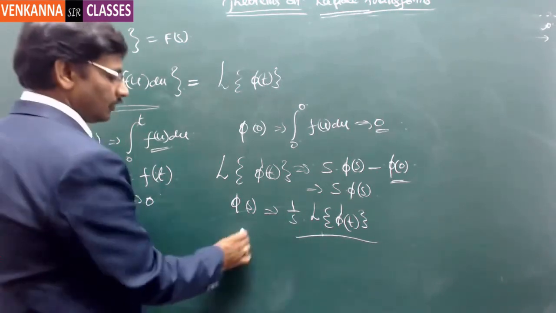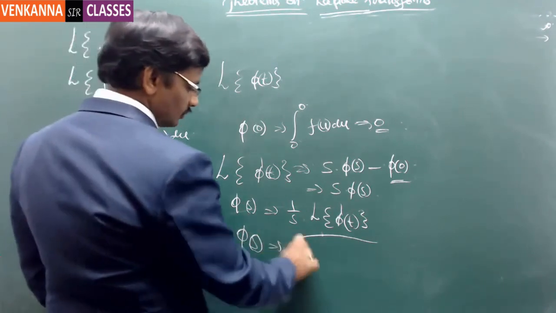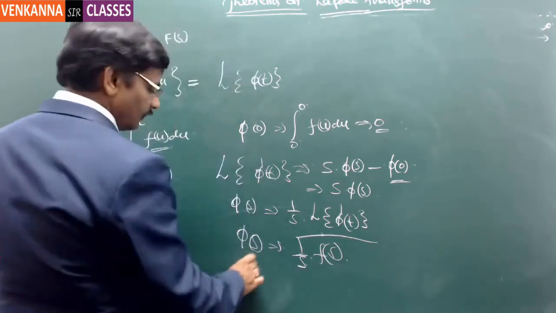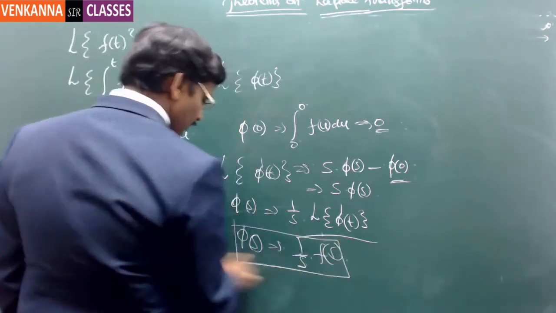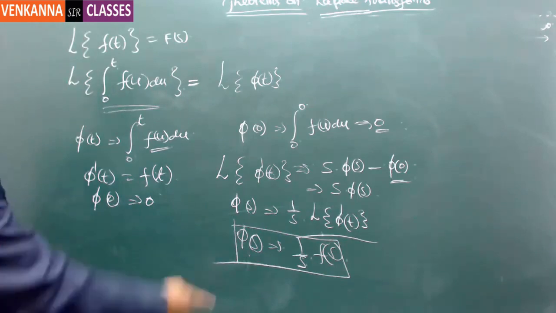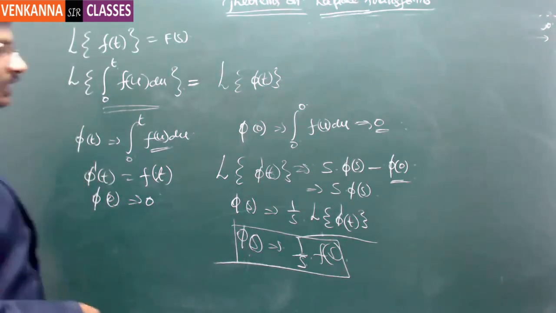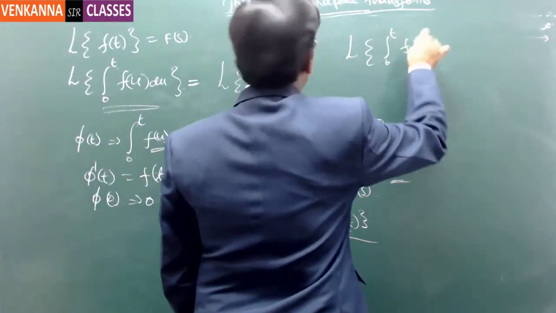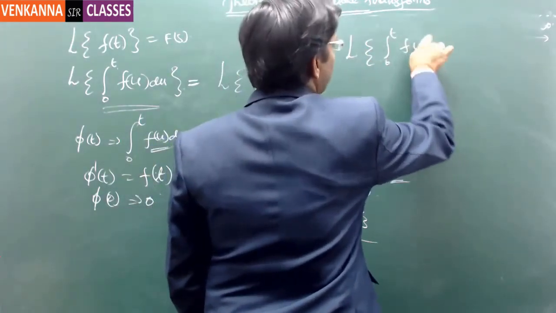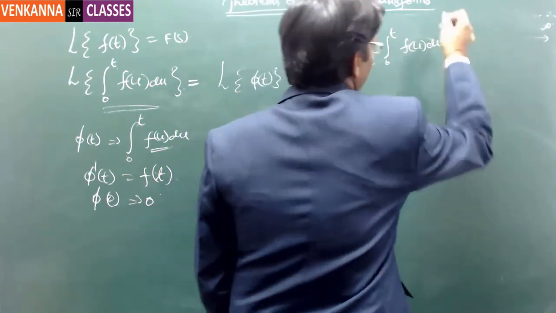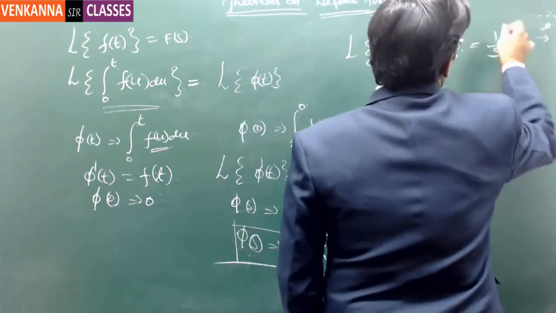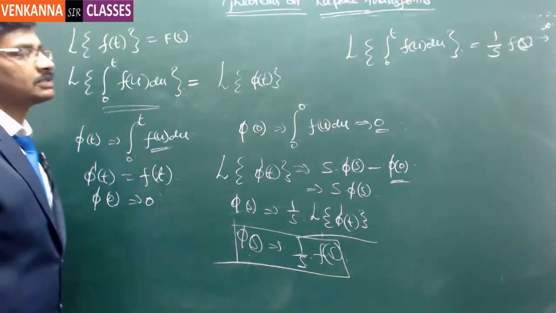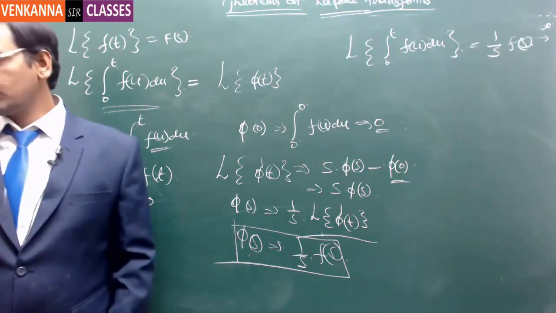You can put it in this format also. Phi of s is equal to 1 by s times f of s. Now, phi of s is the Laplace transform of the integral 0 to t f of u du. So this is equal to 1 by s times f of s. This is finding the Laplace transform for an integral function. Got it?